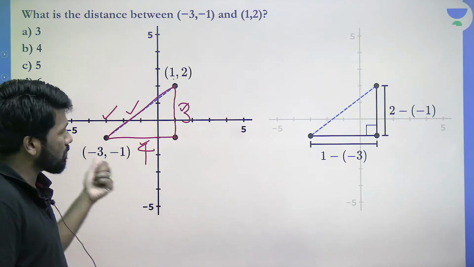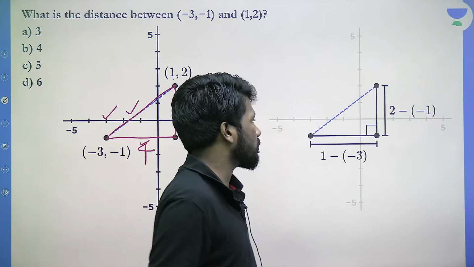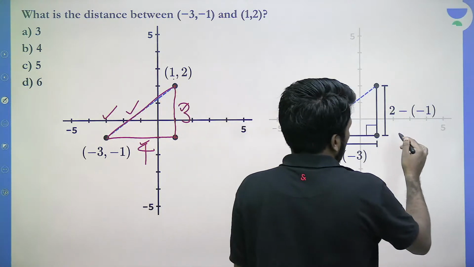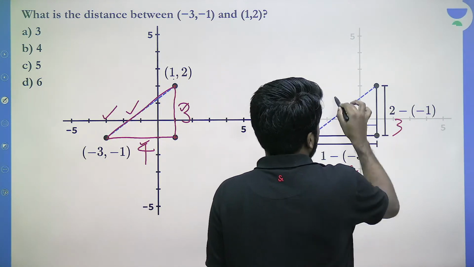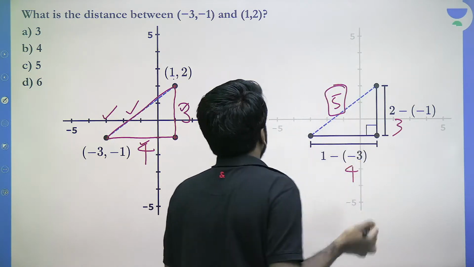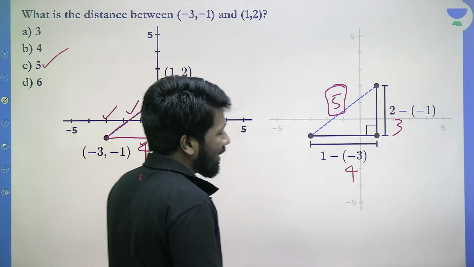Or mathematically speaking, 1 minus -3, and this is 2 minus -1. So that is how we can say that this is going to be 3 and this is going to be 4. So applying the Pythagoras theorem, we get 5. Yeah, 3, 4, 5 is a Pythagorean triplet, na. So 5 is the answer.